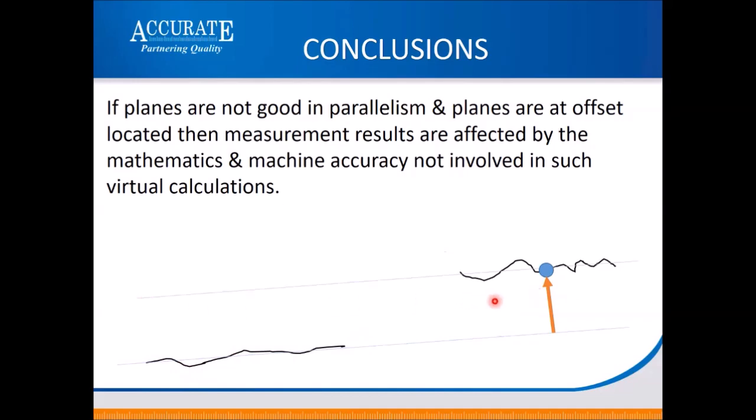Then in that case, you can see here, if the planes are perfectly parallel, even at an offset distance, you would still get a better result. If this plane is here or here, it doesn't make any difference, you will get the better distance. And if it is not, then surely it is a problem.